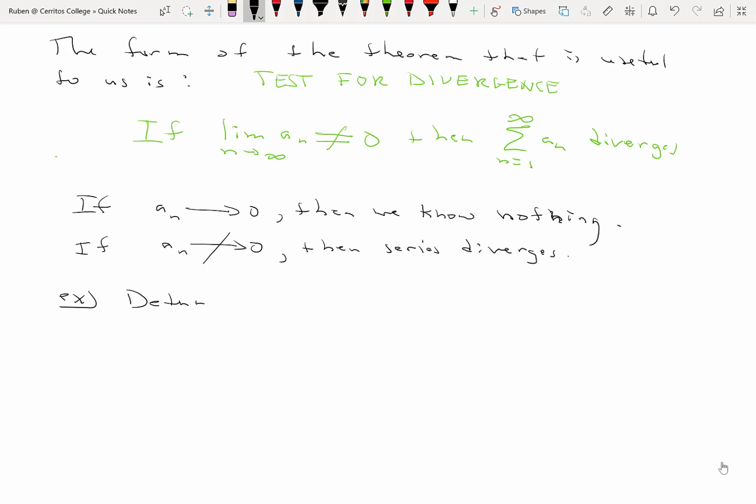Determine whether the series converges or diverges. And the series is the sum of n over n plus 1, n goes from 1 to infinity.